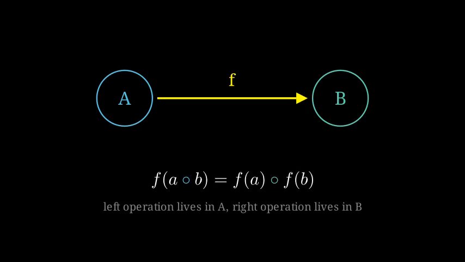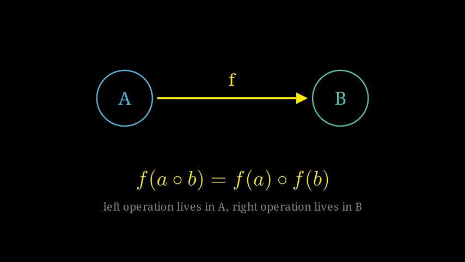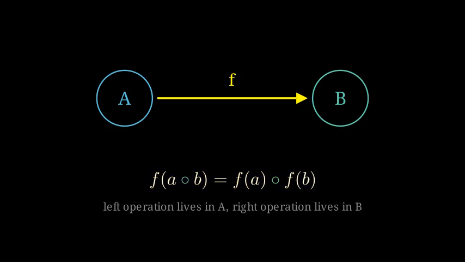A homomorphism is a function f from A to B between two structures of the same kind that preserves the operation. In symbols, take the symbol A and combine it with B. Then apply f. That must equal combining f of A with f of B. The operation on the left lives in A, the operation on the right lives in B. The function f commutes with the operation. That is the entire definition.